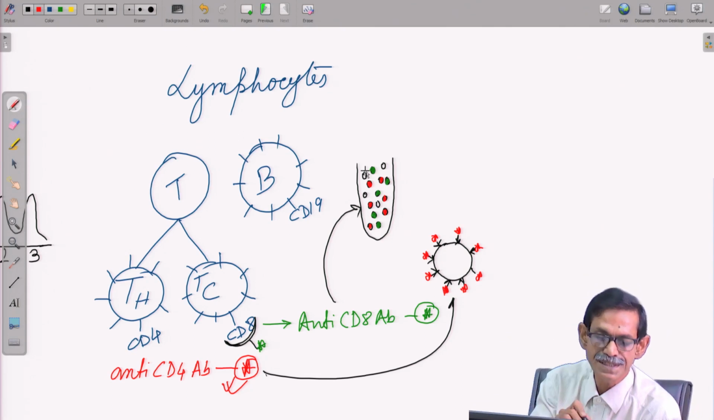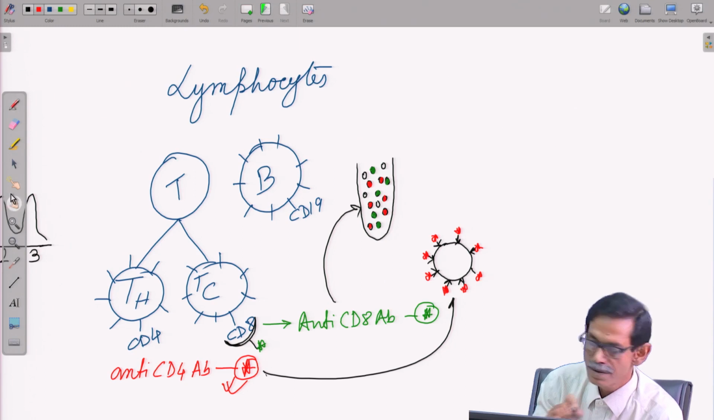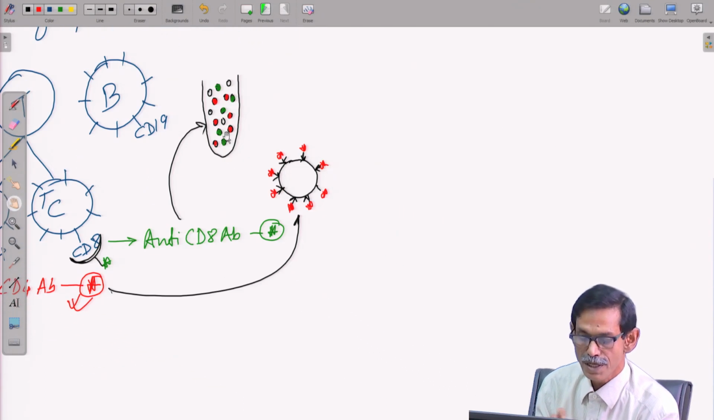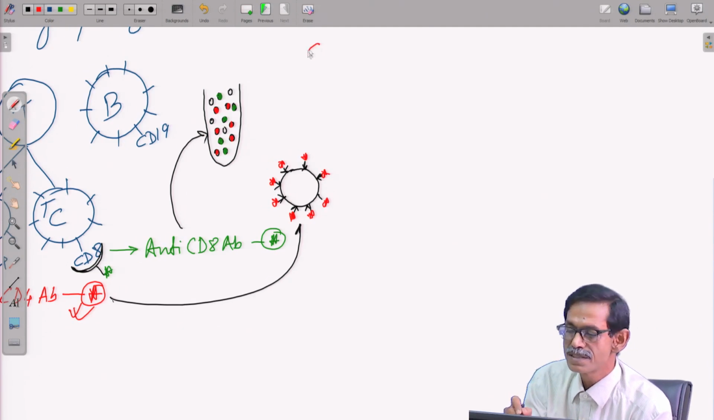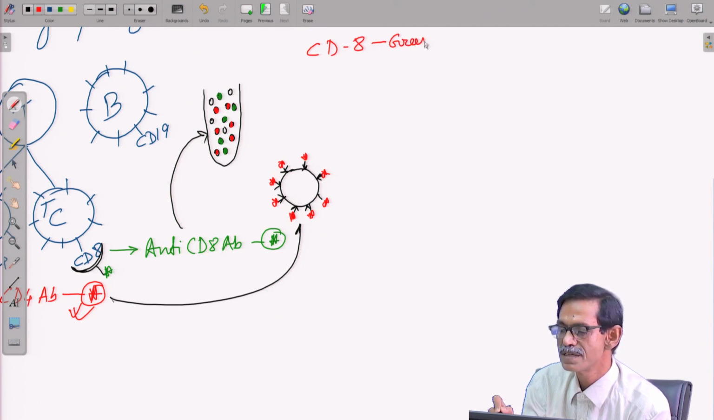Clear? Now, you remember this. So, what do we have to remember? We have to remember that CD8 is green, CD8 is green, CD4 is red. We have to remember that. Okay.